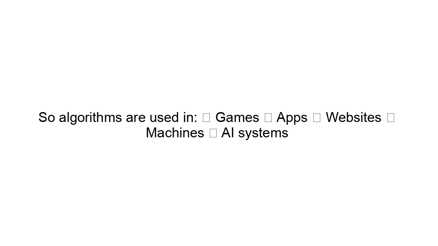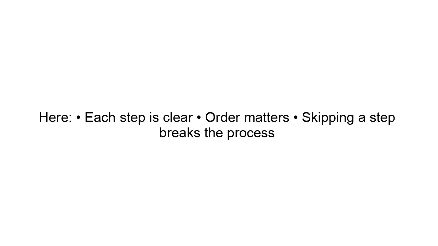Example scenario, real life: ATM withdrawal. Algorithm: insert card, enter PIN, check balance, ask amount, dispense cash, print receipt. Here, each step is clear. Order matters. Skipping a step breaks the process. This makes the system reliable, safe, and logical.